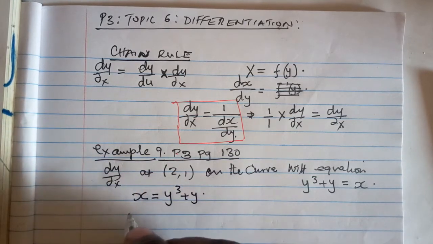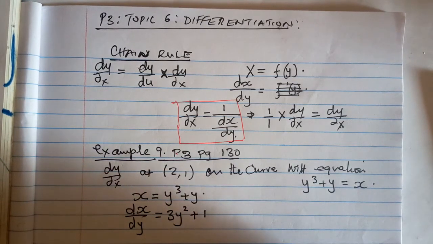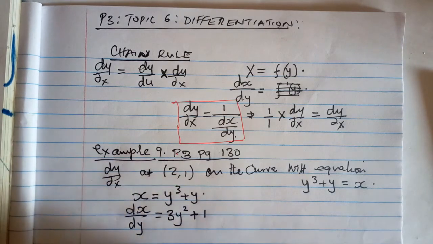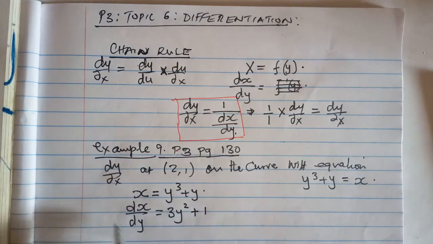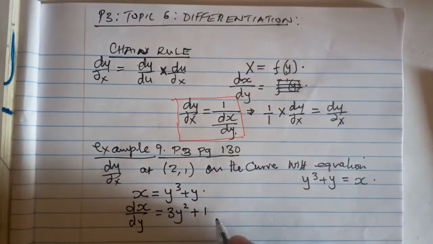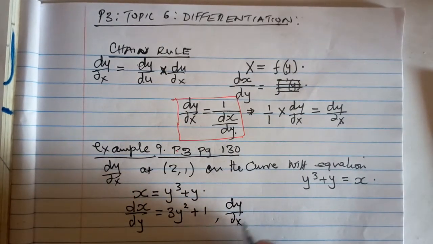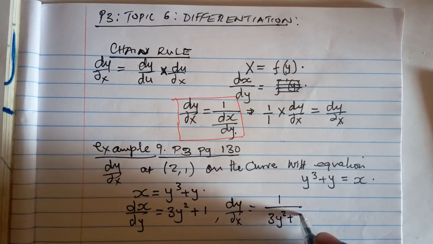And the best we can do here is simply dx/dy, the differential of x with respect to y, which is easily 3y raised to power 2 plus 1. But we needed dy/dx, and according to what we have understood here, dy/dx in such a situation is 1 over dx/dy, and this takes us to dy/dx is 1 over 3y squared plus 1.